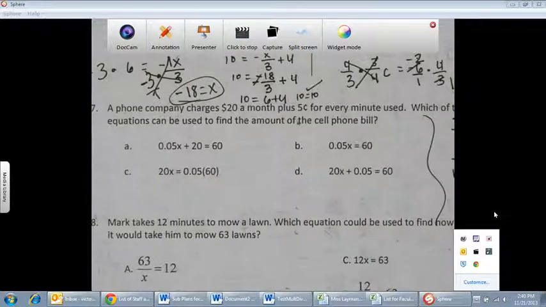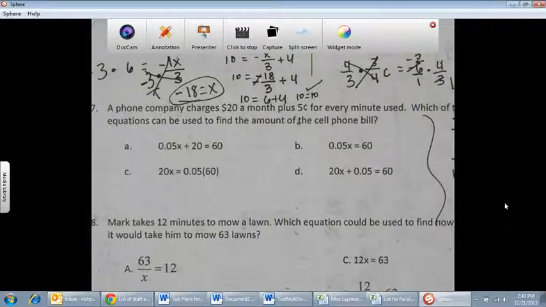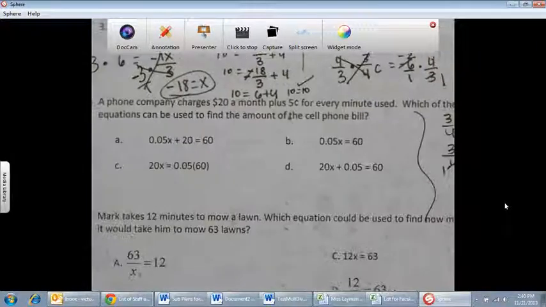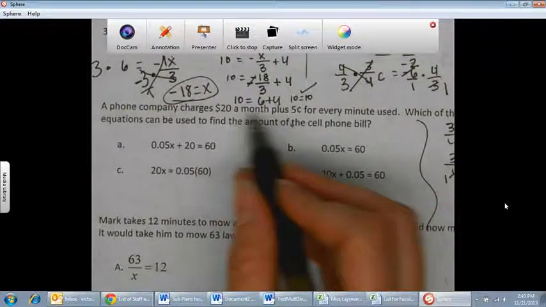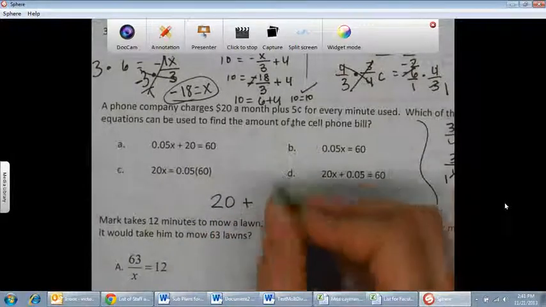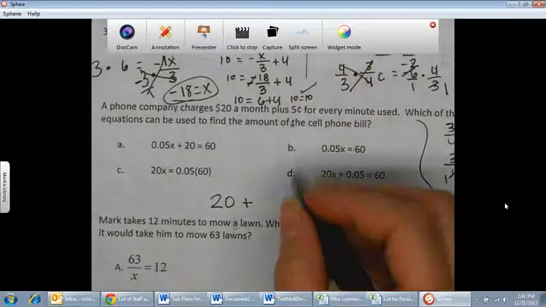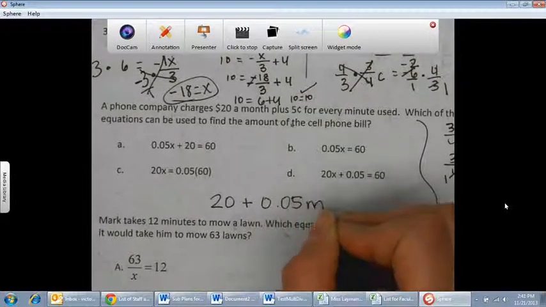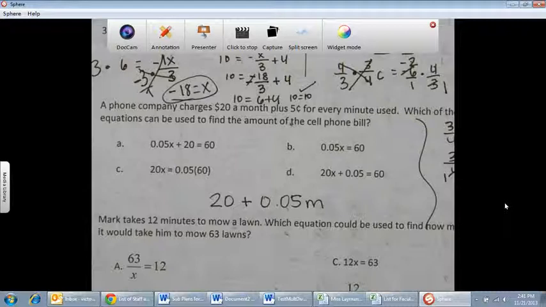On the front side, a phone company charges $20 a month plus 5 cents for every minute used. Which of the following equations can be used to find the amount of the cell phone bill? Okay, so if it's $20 a month, that's a flat fee for the month plus 5 cents for every minute. So that's 0.05 times the amount of minutes. So what equation would fit that?